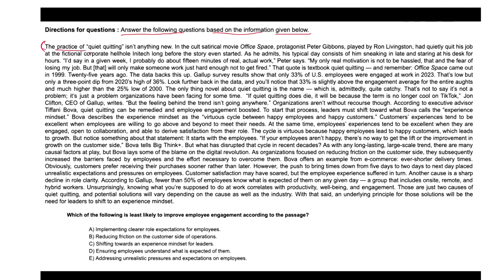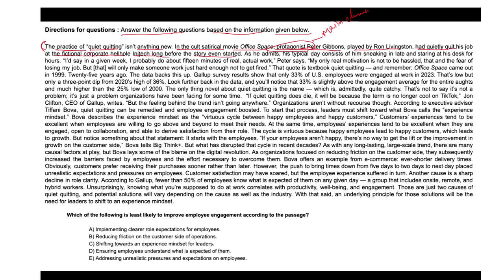In the cult satirical movie Office Space, the protagonist, meaning the main character, isn't it? So, who is the main character? Peter Gibbons, played by Ron Livingston, had quietly quit his job at the fictional corporate hellhole long before the story even started.